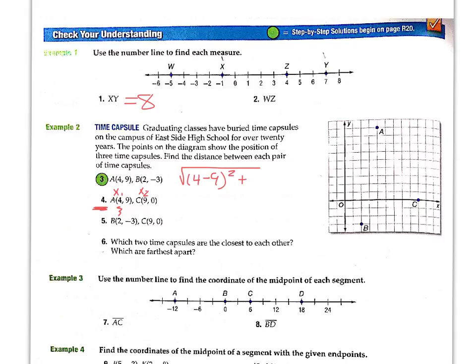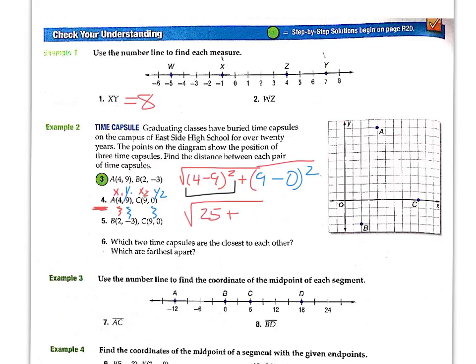Squared plus, what does matter now is my y. That has to be first in this group. So 9 minus, and then this one right here is going to be my y2, 0 squared. Now again, all this is under square root. So here's what I would advise you to do. Simplify each part. So what you can do is type just this part in the calculator. If you do that and work it out, you're going to get 25.